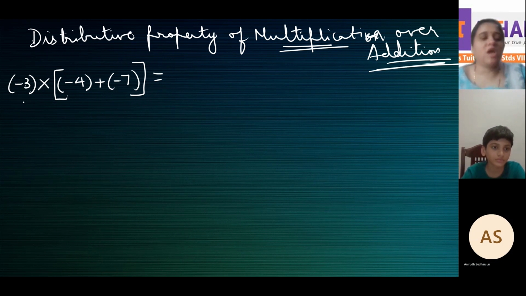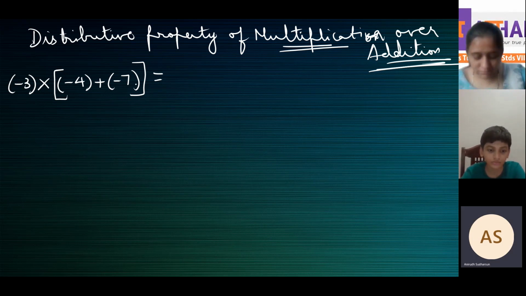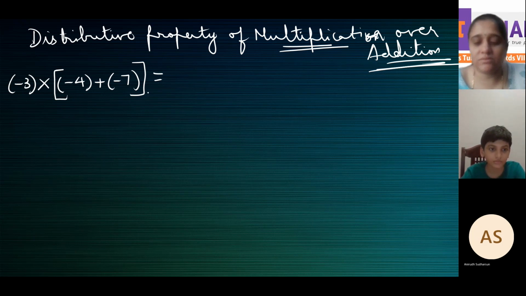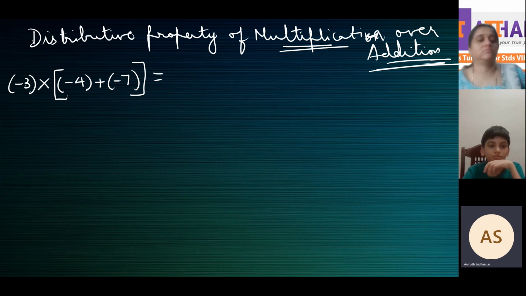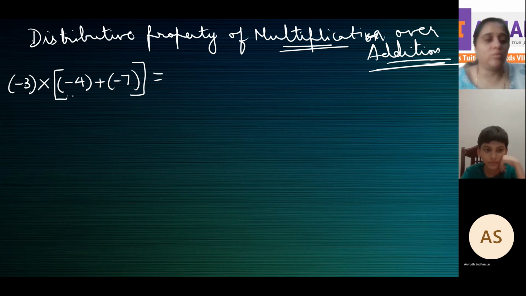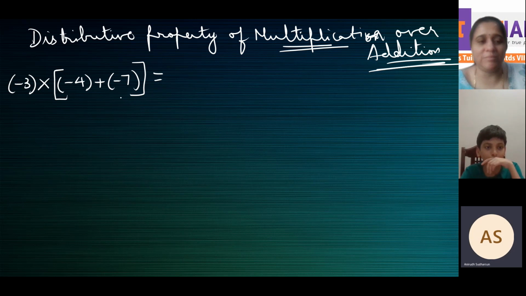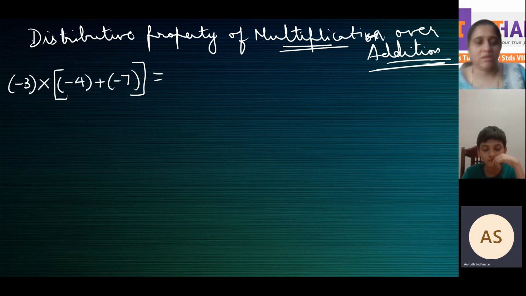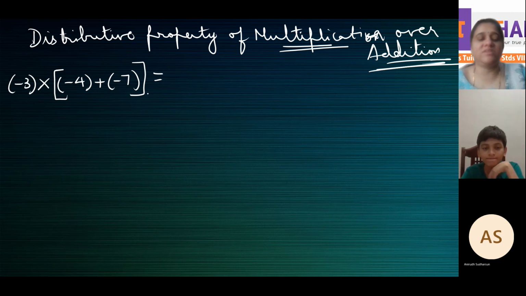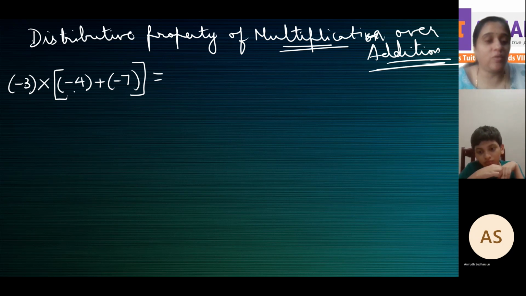Let me continue. Now, how many integers are here, Anirudh? Ma'am, 3. Name the integers. -3, -4 and -7, ma'am. Very good. Now, tell me the last 2 integers. There are 3 integers. No, tell me the last 2. Which are they? -4 and -7, ma'am. And they are connected by what sign? Minus, ma'am.